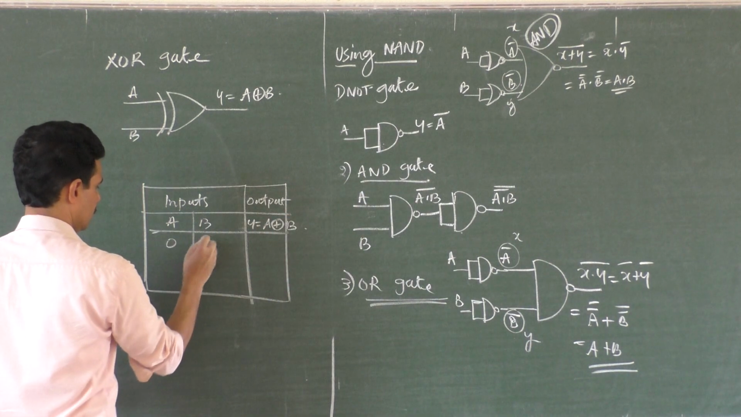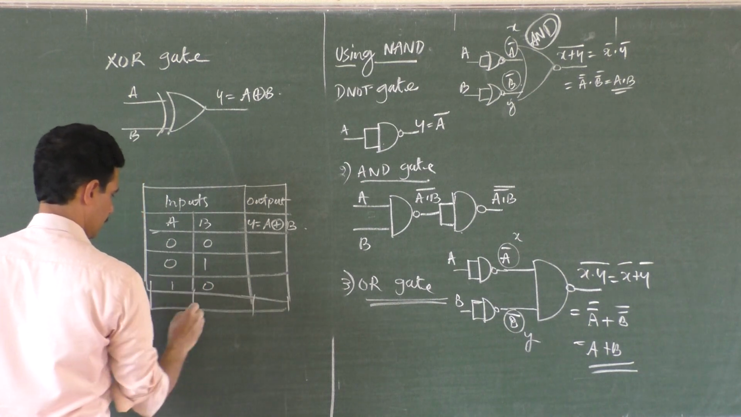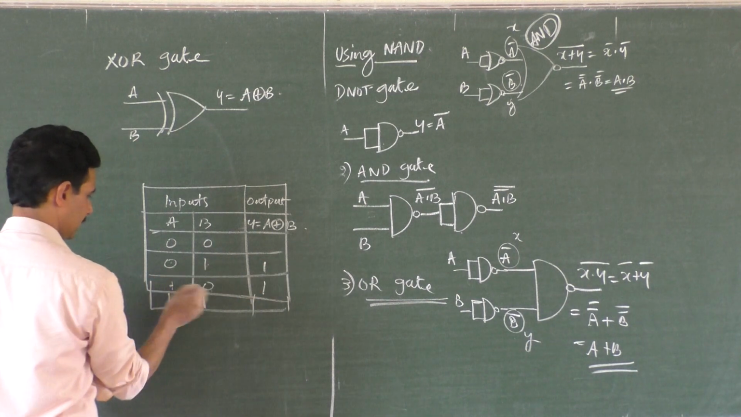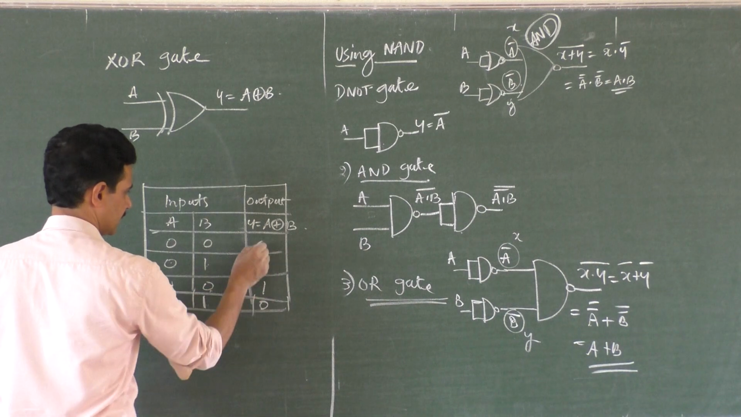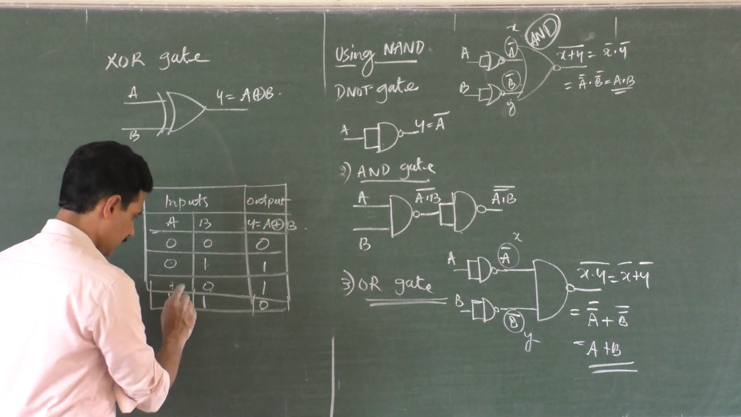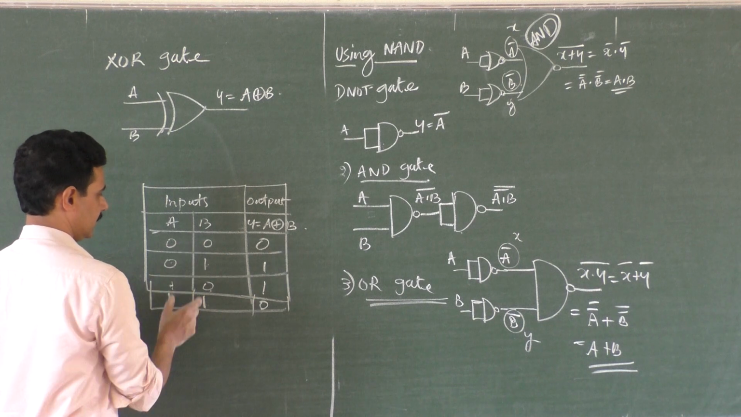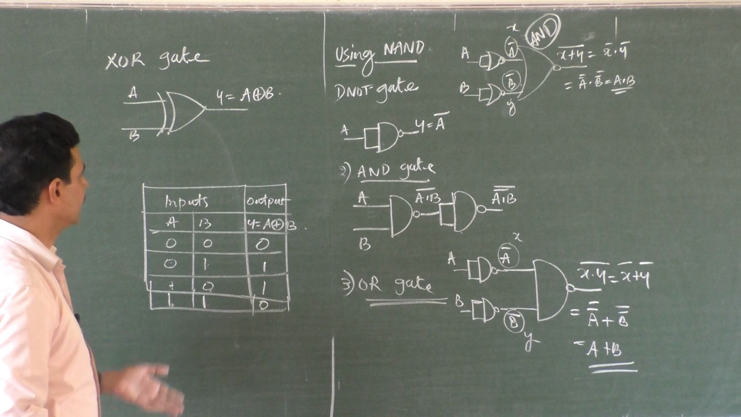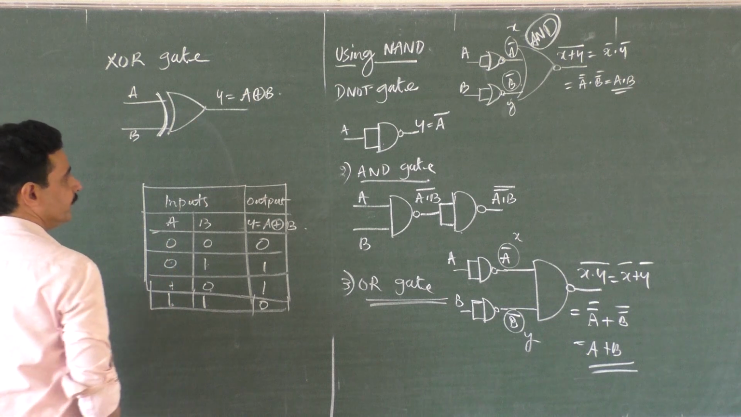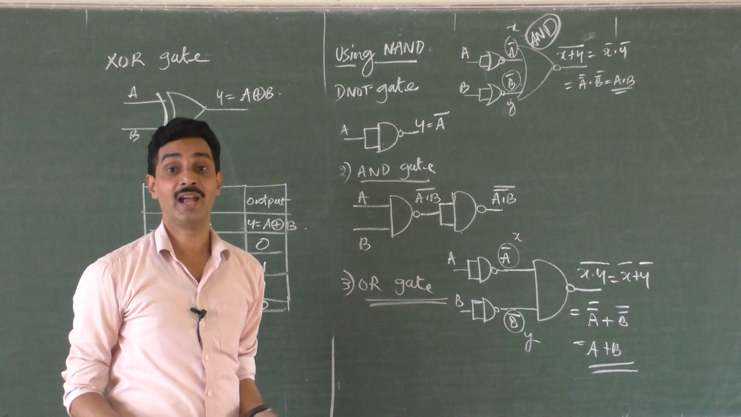And 0, 0, 0; 0, 1, 1; 1, 0, 1; 1, 1, 0. What is the output? When the inputs are different, output is 1. When the inputs are similar, output is 0. This is the behavior of XOR gate. So that is another gate, and the symbol has an extra line here on the OR gate, and a circle here. Even XOR gate can be constructed using NAND and NOR gates.